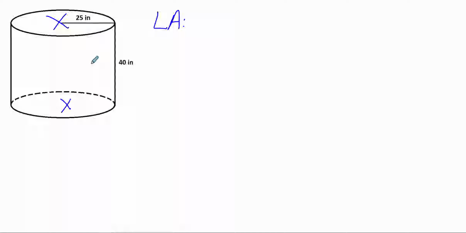Now imagine taking a toilet paper roll after the toilet paper has been used, and you're going to cut the entire side and open it up. It's going to turn into a rectangle, maybe even a square. You're going to get this rectangle. We know that the height of that rectangle is going to be the same thing as the height of the cylinder. So in this example, it's going to be 40 inches.